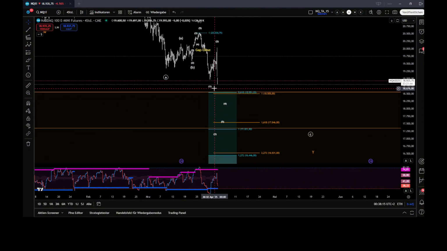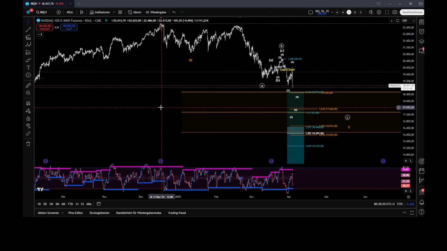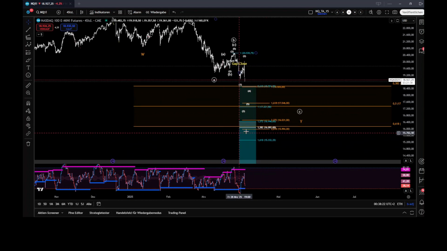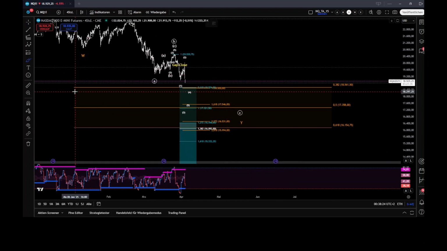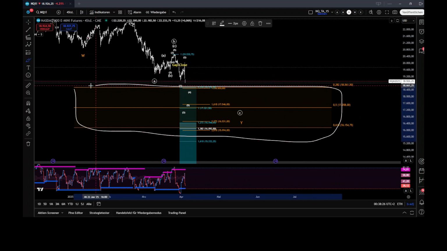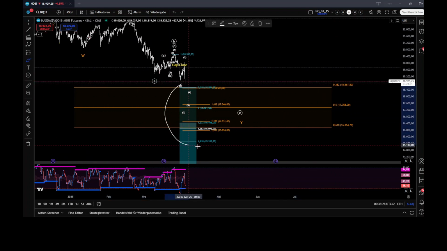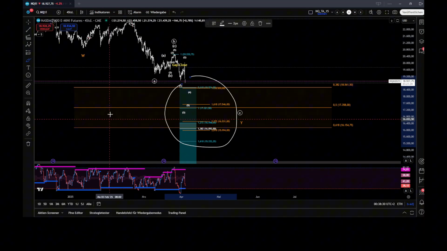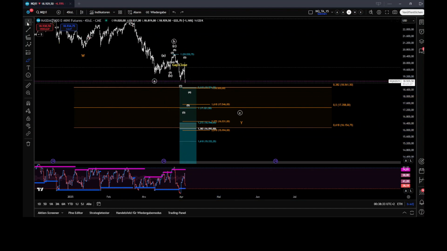But for now these could all act as support. We don't have to really touch any fib levels right now, but we're moving deep in support in this retracement box, and inside you have the extension targets. Okay, good. That's the short update for today.